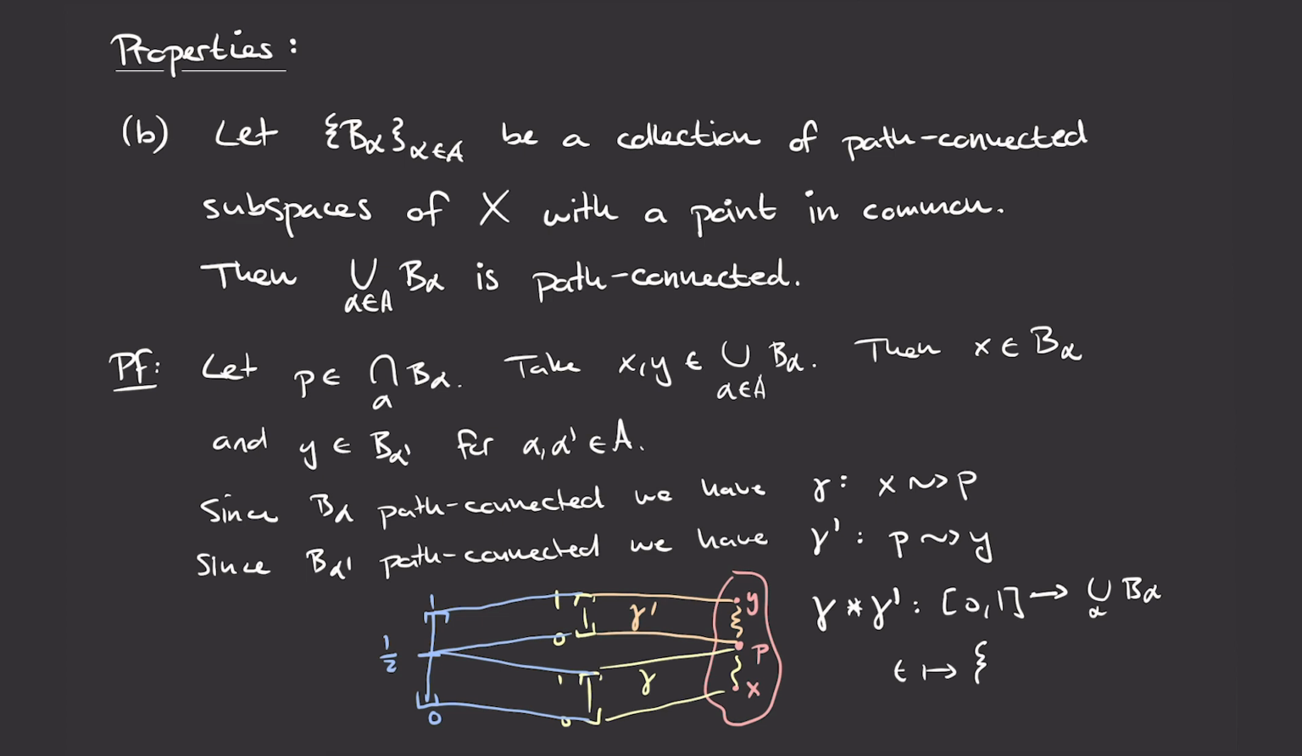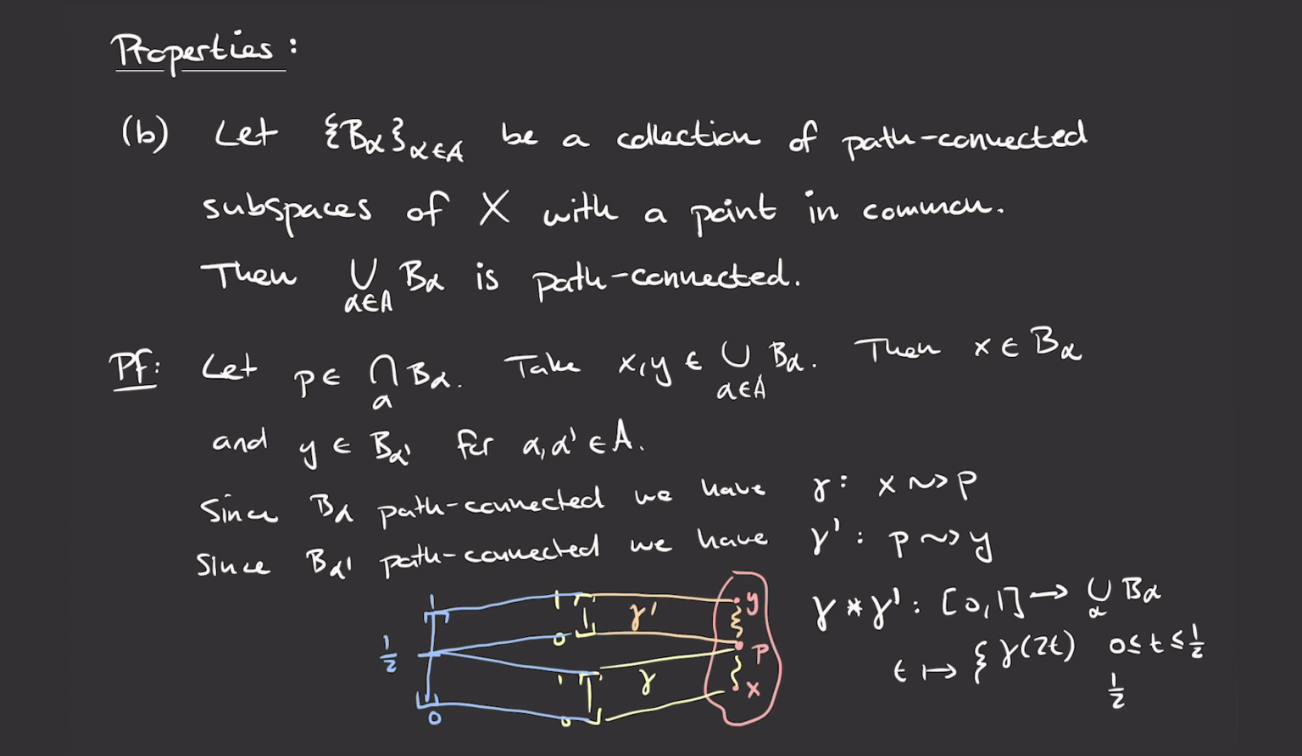If our t is between 0 and 1/2, we want to be using gamma. However, we want to use gamma at double speed because at the point where we're at 1/2 in the unit interval in blue here, we want to be at 1 in this yellow interval. So we use gamma at twice speed if t is between 0 and 1/2.